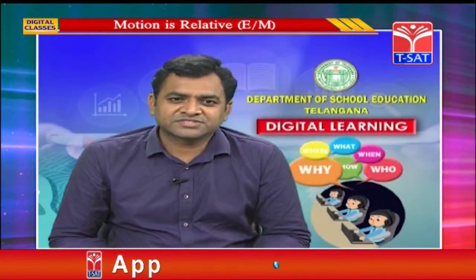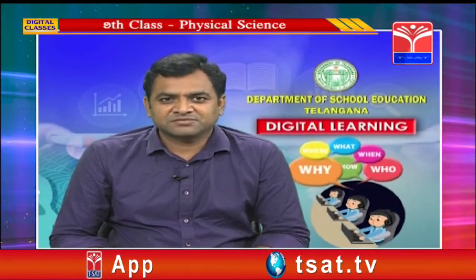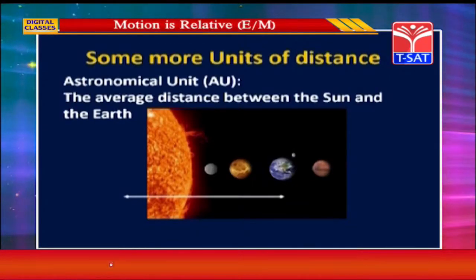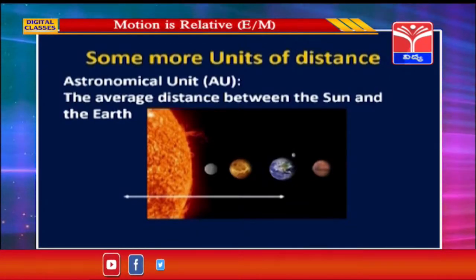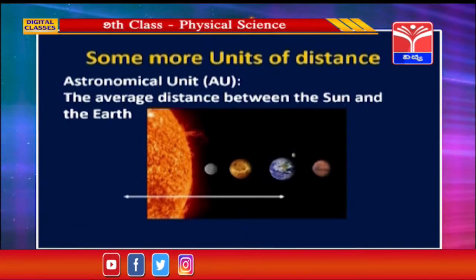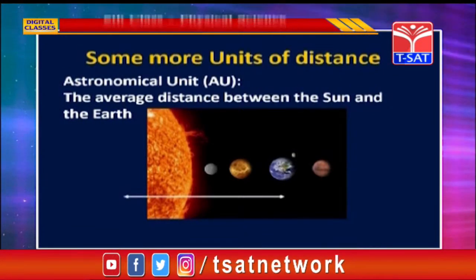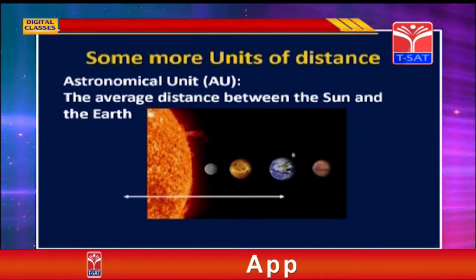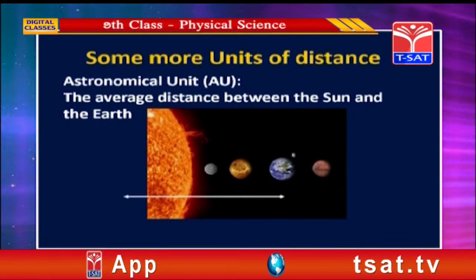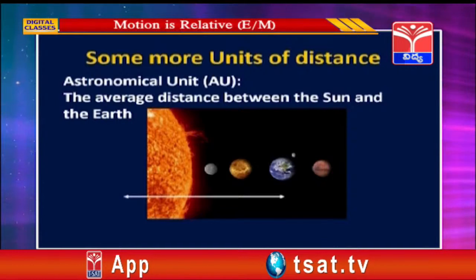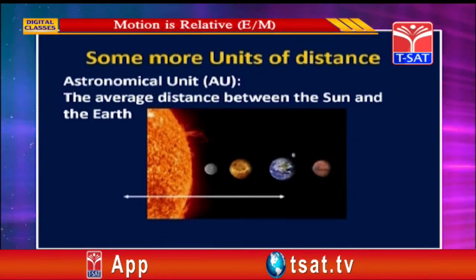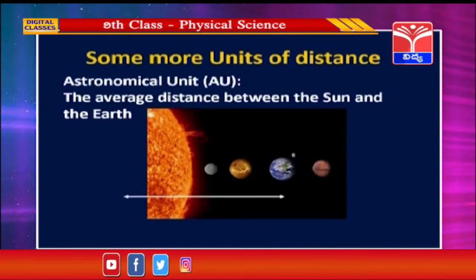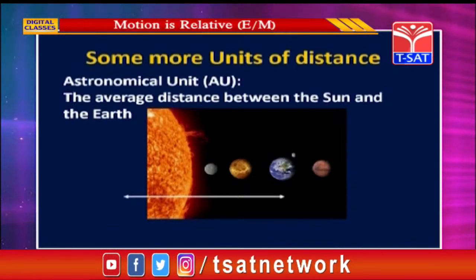I would like to introduce some units which are much bigger than we imagine. One is the astronomical unit, which is the average distance between the sun and the earth. We know that the earth is moving around the sun. Actually, it moves in an elliptical orbit. So the distance between the sun and the earth is not the same throughout the year. So the average distance is considered to be the astronomical unit.